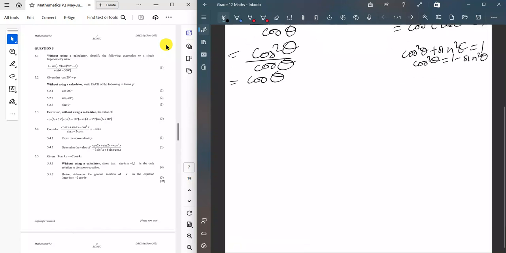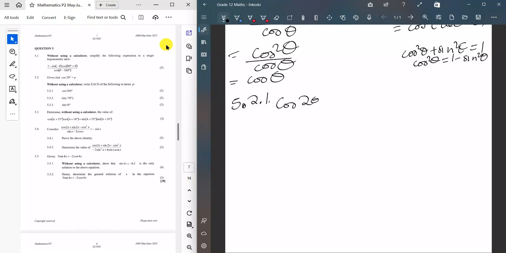Now 5.2. Remember guys, if you are using a mobile device, please rotate your screen. Now, they are saying 5.2.1, given that cos 20 degrees is equal to P, without using a calculator, write each of the following in terms of P. So we will say 5.2.1, we don't even need to use a diagram.